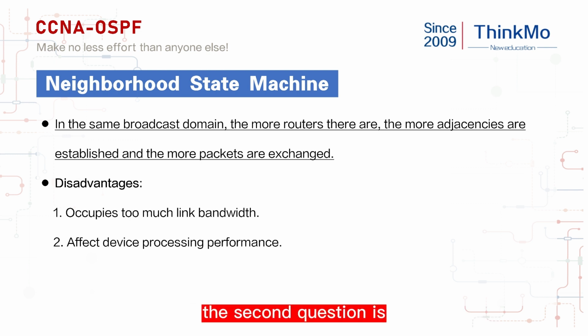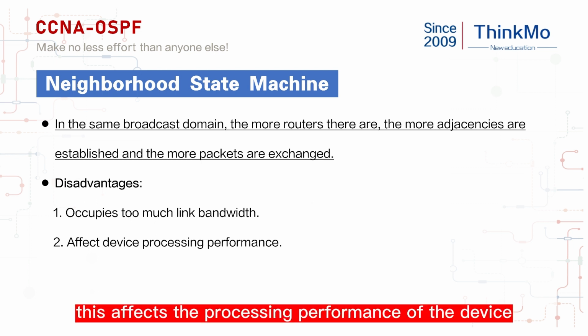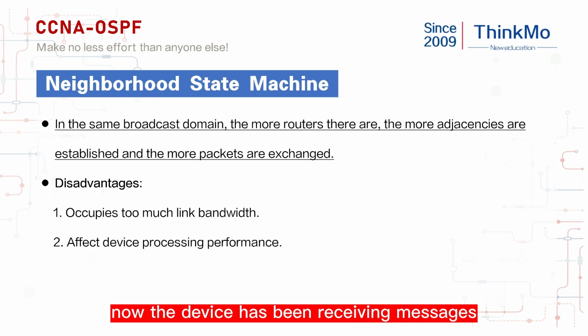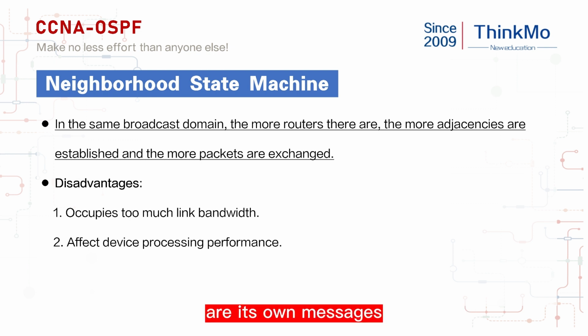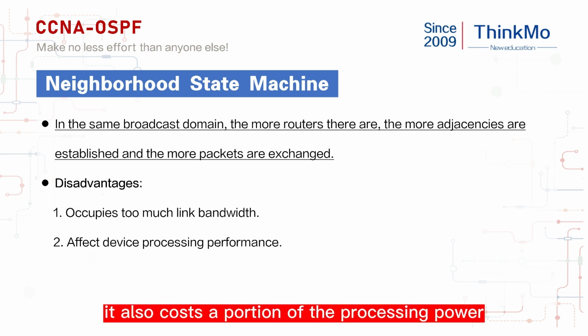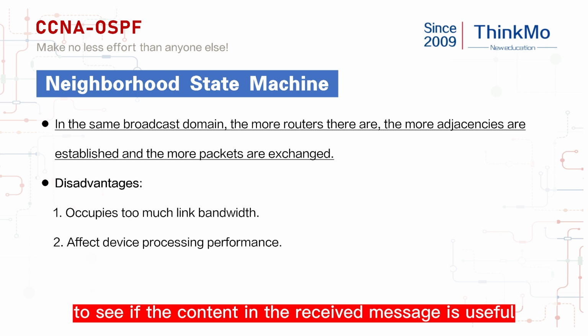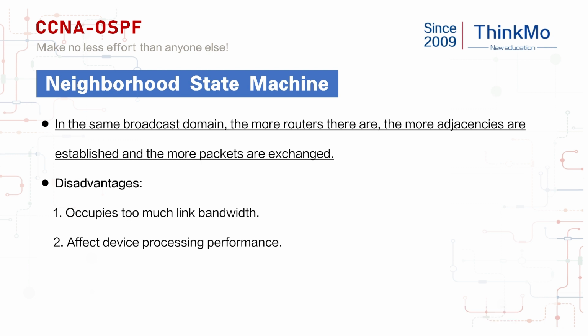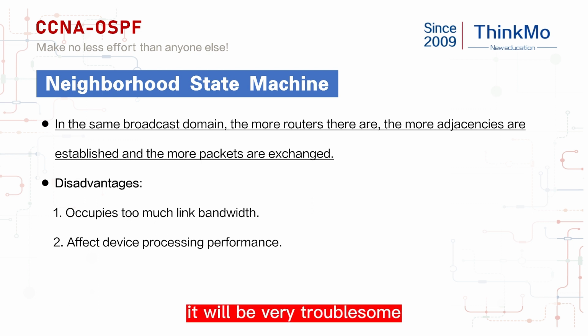The second question is, this affects the processing performance of the device. Now the device has been receiving messages. But many of the messages it receives are its own messages. It also costs a portion of the processing power to see if the content in the received message is useful. That it receives so much, it's useless to find. It will be very troublesome.